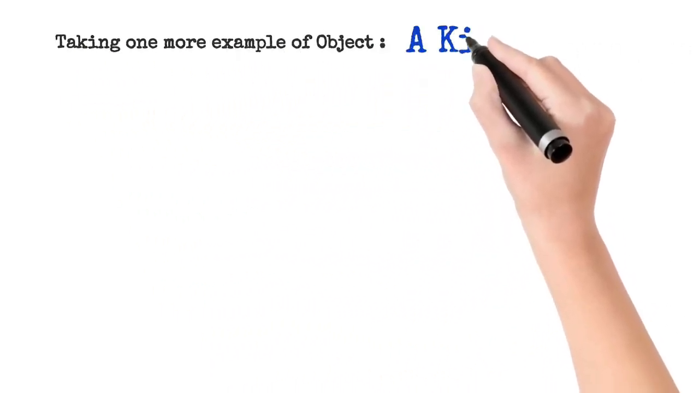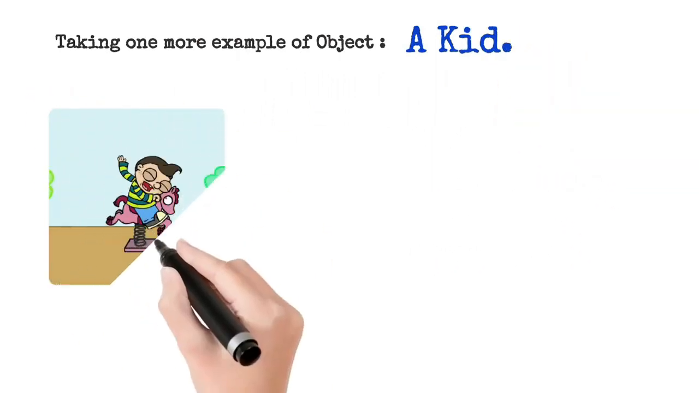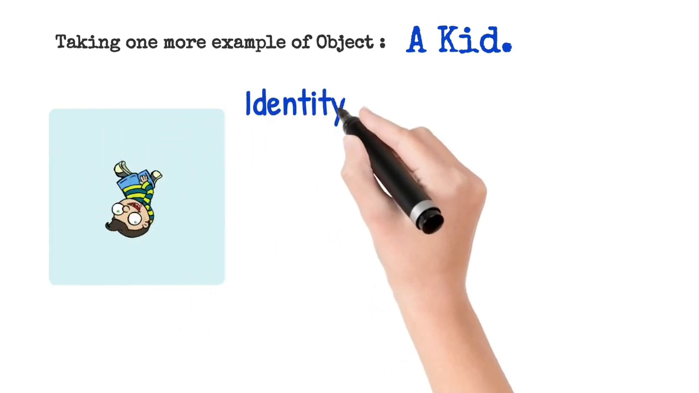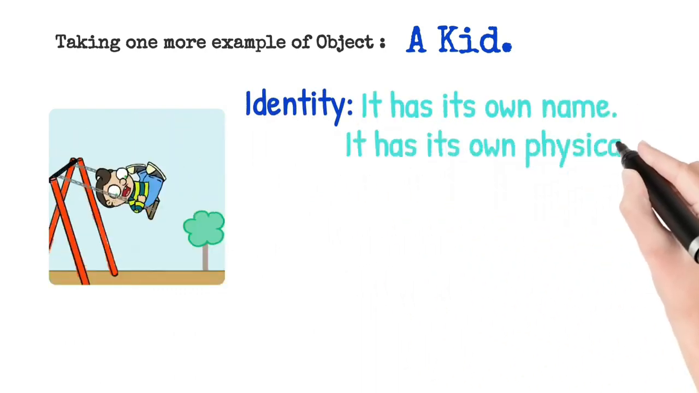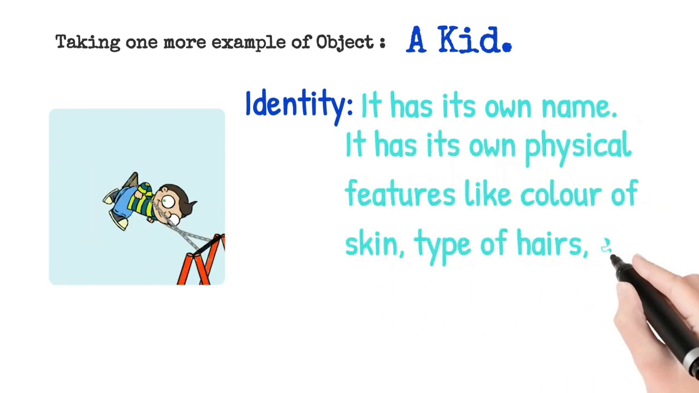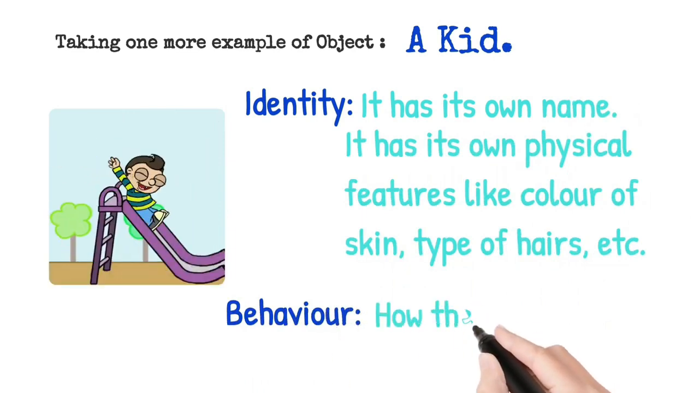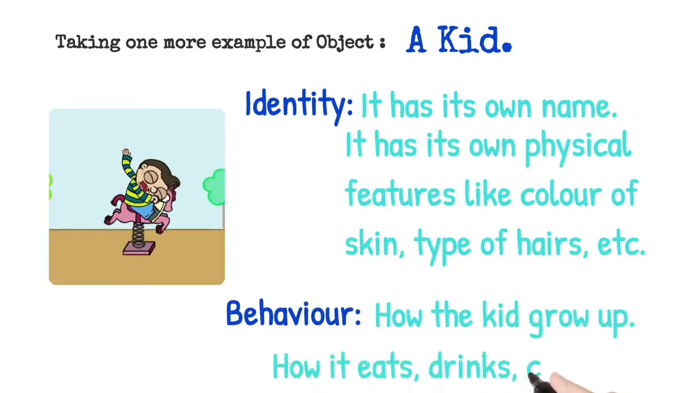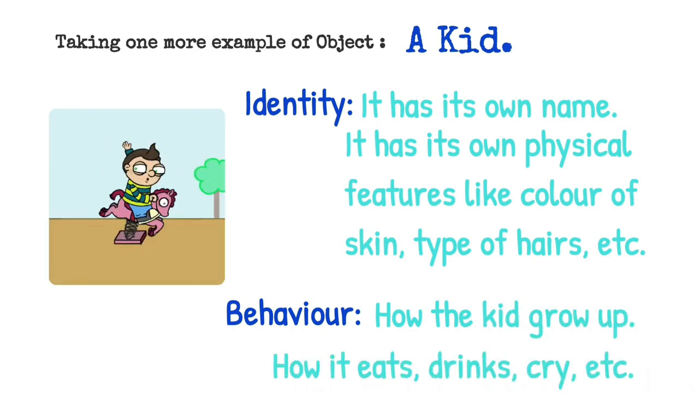Now we'll take another example, which is, let's say, a kid is an object. Now kid has its own identity. It will have its own name and it will have its own state, that is its physical features, like the complexion of the skin, hair type, there are two eyes, there are teeth, there are legs. These all together make the identity of a kid. Now similarly, we'll come to the next term, which is behavior. How the kid has grown up, how the kid eats, what are the processes involved, these all make the behavior of the kid. So all in all, a kid constitutes identity and behavior, and it exists in the real world, so this can be considered an object.